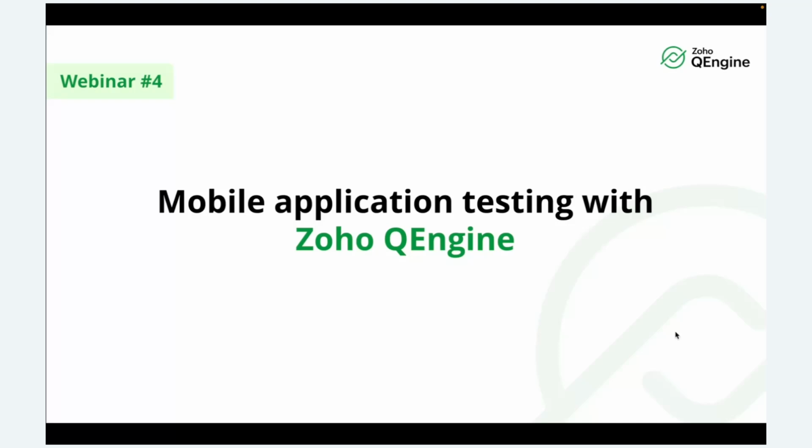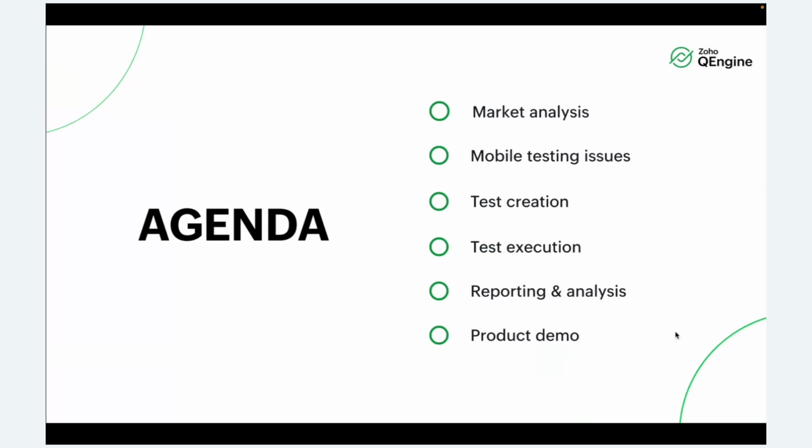So before we get into today's session, let's have a quick recap of all that we saw in the previous sessions. The first session was dedicated towards creating and management of test cases using Zoho QEngine. In the second webinar, we looked at test executions and result analysis using Zoho QEngine. The third webinar was dedicated specifically towards web application testing. And today's webinar is more towards mobile application testing.